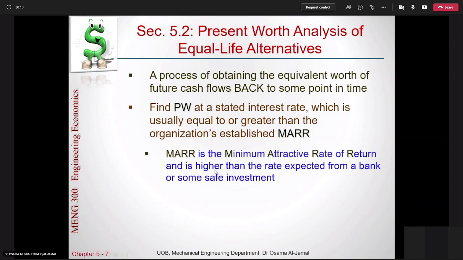That's what we did in the last section in chapter 1. The minimum attractive rate of return is higher than the rate expected from a bank or some safe investment.